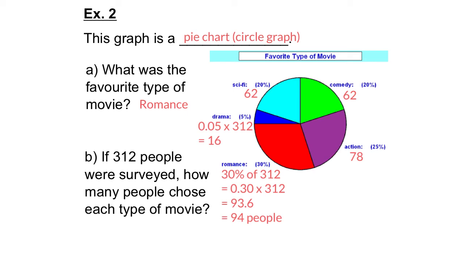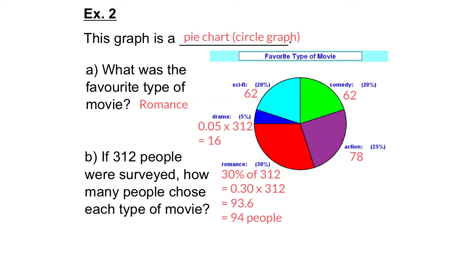So when you do the calculations, these are the numbers you should get. So we had 94 people for romance, 16 said drama, 62 said sci-fi, 62 said comedy, and 78 said action. Now I just wanted to show you this because some people, when it's something like 5%, will put 0.5, but it's 0.05. 0.5 would just be 50%, so you get a much larger number. So just be careful when it's a single digit percentage, you got to put that 0 after the decimal.